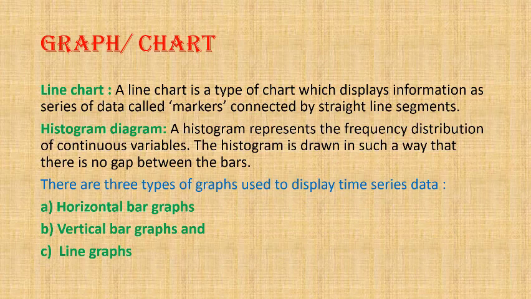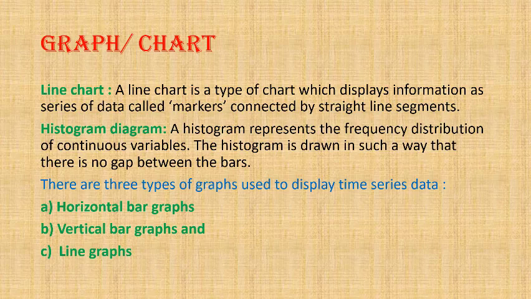Line chart. A line chart is a type of chart which displays information as series of data called markers connected by straight line segments. Histogram diagram. A histogram represents the frequency distribution of continuous variables. The histogram is drawn in such a way that there is no gap between the bars.